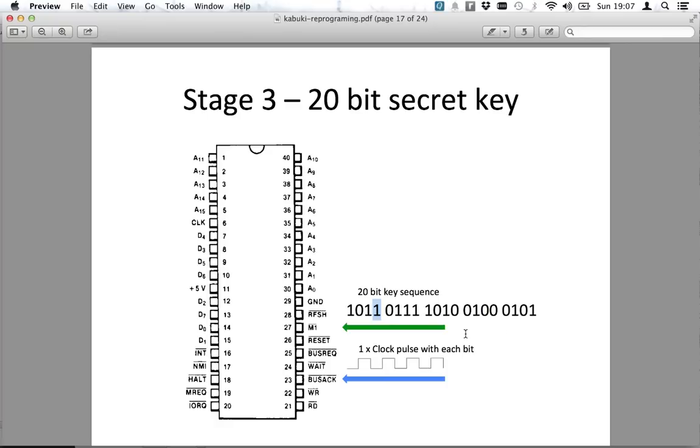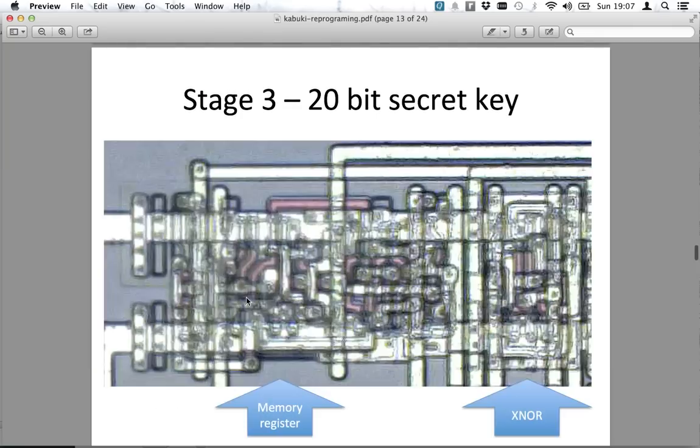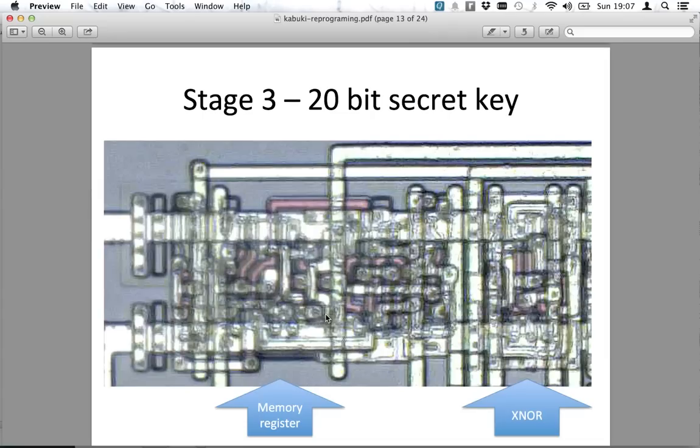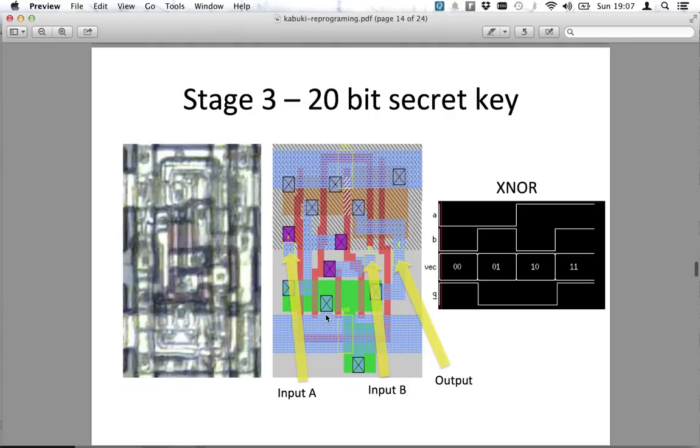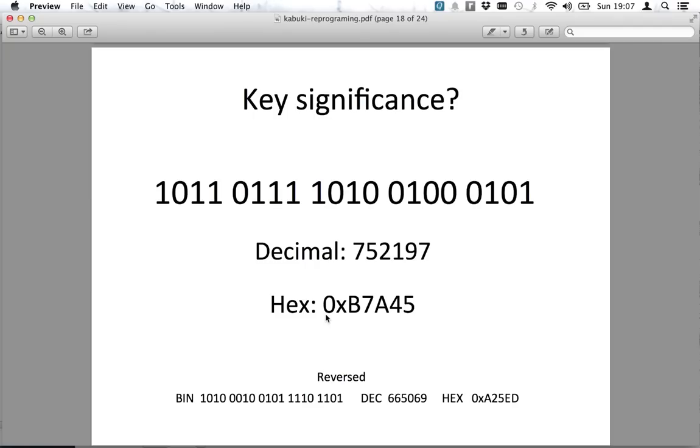And when you have successfully inputted this key, you will basically, let me go back, align the memory registers in a way, because they are serially connected, that will match, and through the interaction of other components that I'm not going to get into detail, you basically open up Kabuki to the fourth and final stage, right?